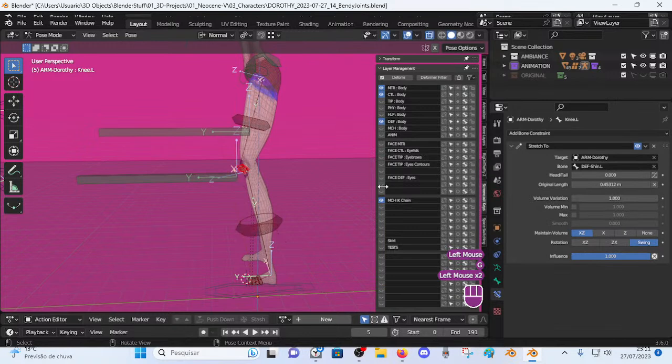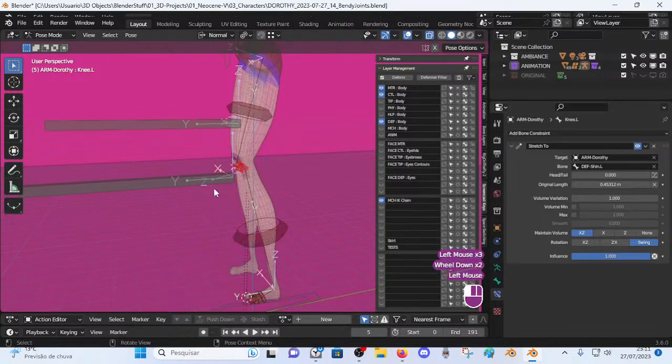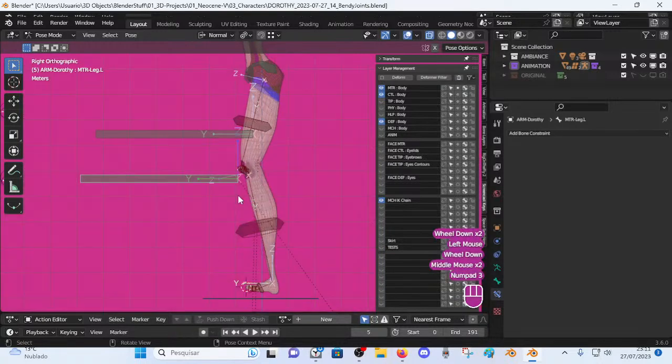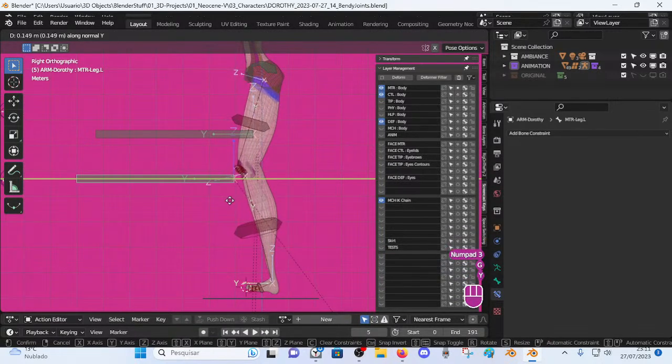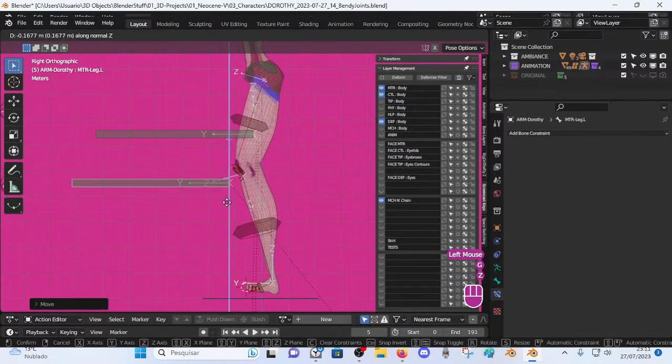Let's see if this now responds to anything. Yes, there is some change here. Here we see something that the stretch to bond constraint is doing, so it is real. I didn't say something wrong, but for some reason it wasn't occurring all the time.